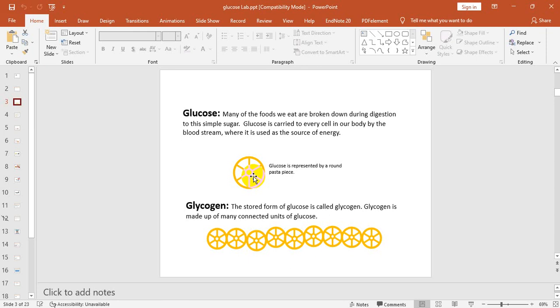Glycogen is a stored form of glucose. Glycogen is made up of many connected units of glucose. So if we have one glucose here, glycogen will be connected. Glycogen comprises of what? Many connected units of glucose.